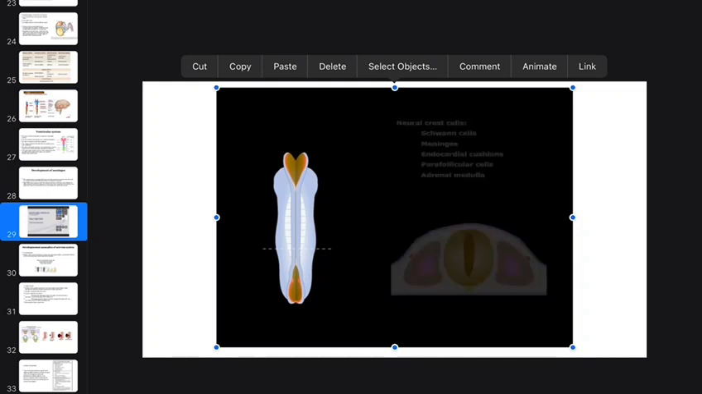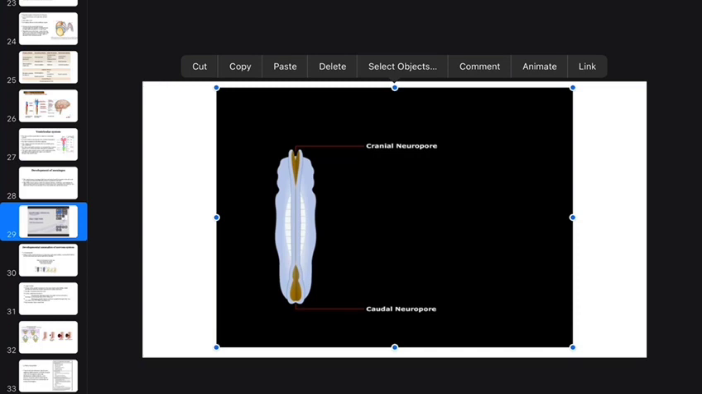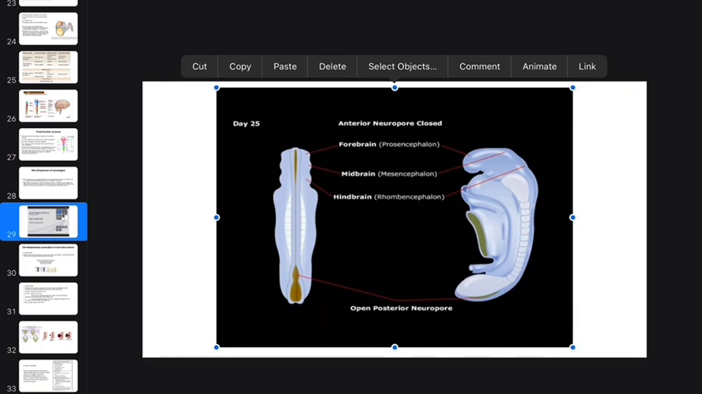Before the fusion of the neural tube is complete, the cephalic and caudal ends communicate with the amniotic cavity through the cranial and caudal neural pores. The cranial neural pore closes on day 25. After closure, the cranial end of the neural tube develops into three primary vesicles: the forebrain, or prosencephalon, the midbrain, or mesencephalon, and the hindbrain, or rhombencephalon. These three develop later into 5 secondary vesicles.